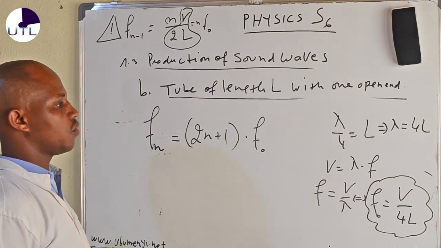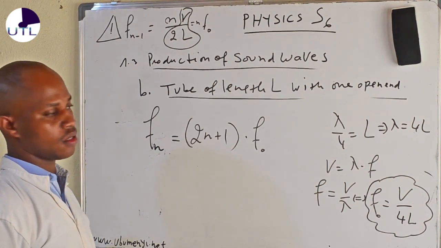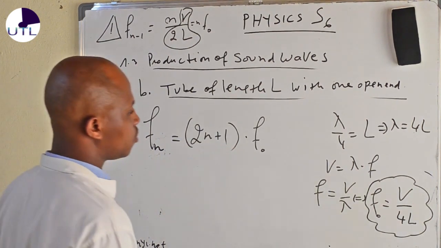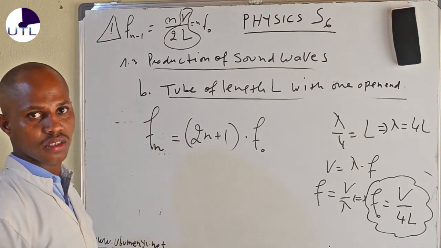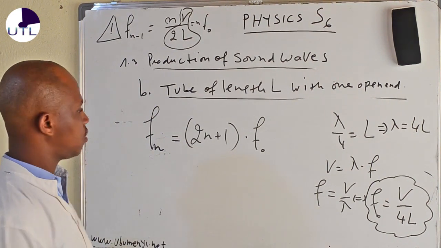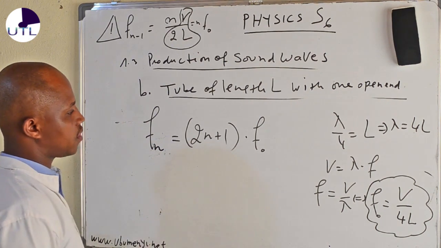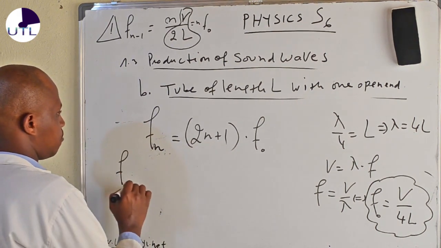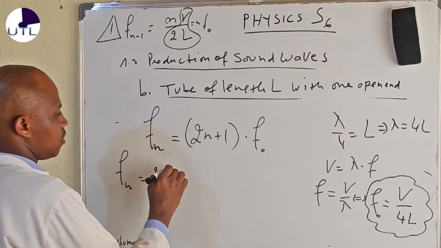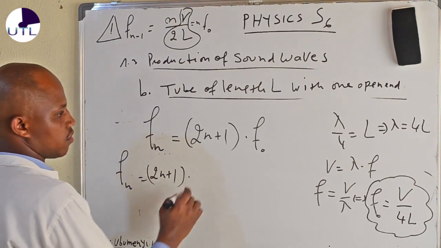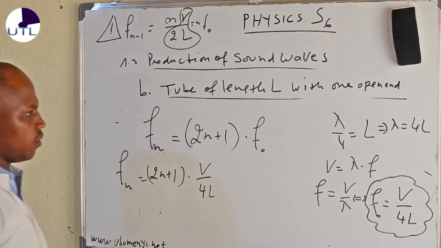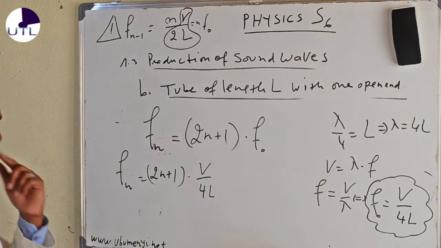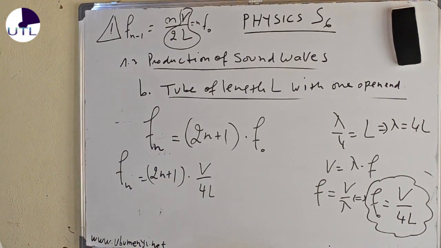Okay? And you call it the first harmonic. Now the fundamental is also called the first harmonic, to mean the second one will be the first overtone. Now let's take an example. So Fn will be equal to 2n plus 1 times V over 4L.